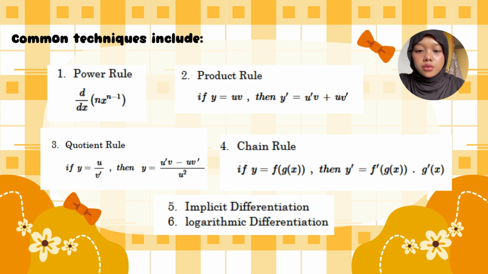And the third technique is the quotient rule, which is: if y equals u over v, then y prime equals u prime v minus uv prime over v squared. And the last technique is the chain rule. If y equals f of g of x, then y prime equals f prime of g of x times g prime of x.